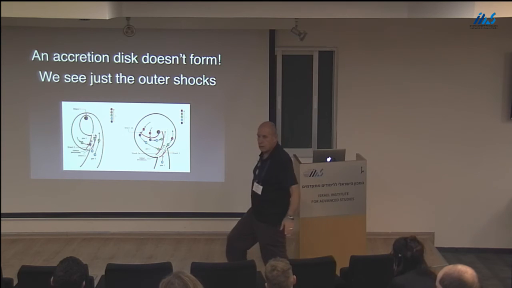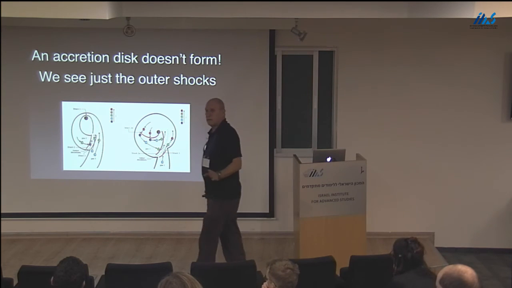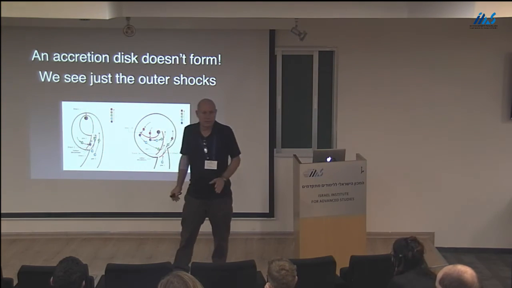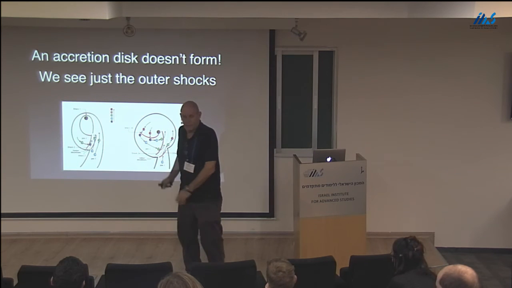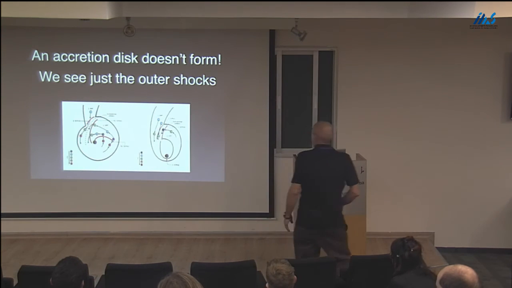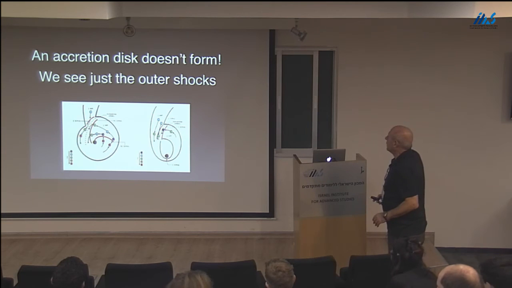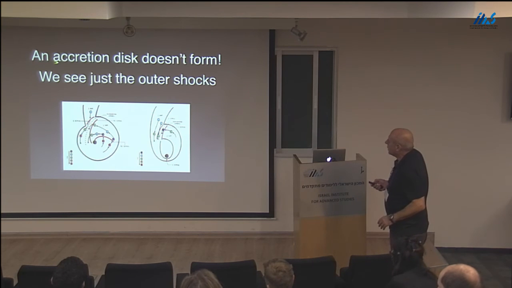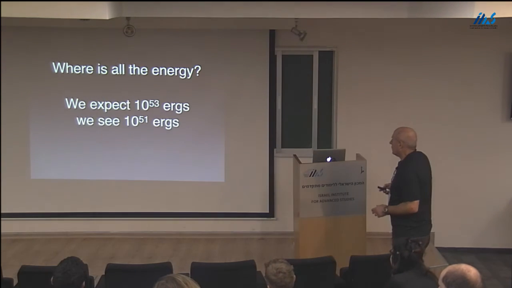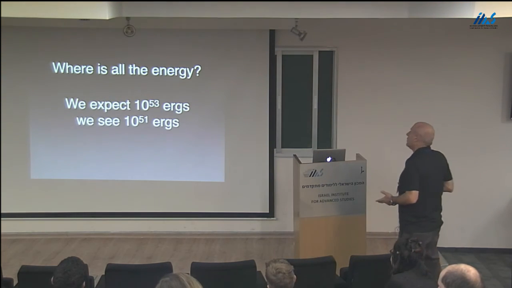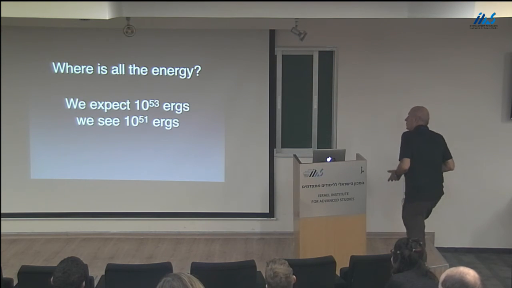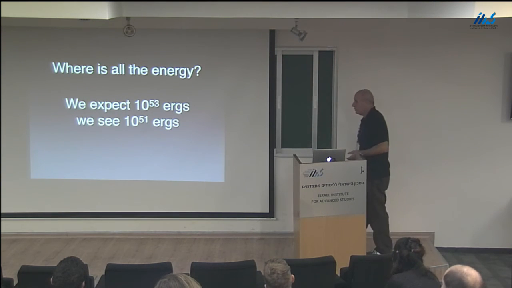I call this model the what-you-see-is-what-you-get model. You see this, you get it. But let's skip this. I am just stating that suppose the accretion disk doesn't form, and we see this outer shock, but then we still have this remaining energy. Where is all the energy? Where does all the energy go?